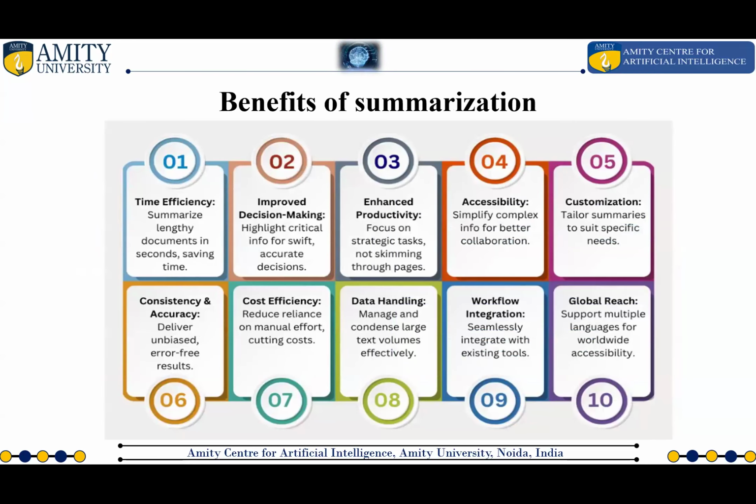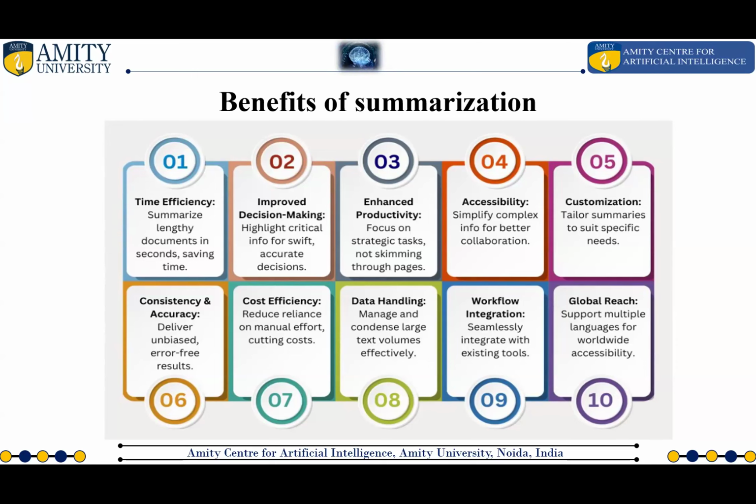So these are the benefits of summarization. It is time efficient. It summarizes lengthy documents in seconds, and it saves our time. It also improves our decision making because it highlights the critical information for accurate decisions, and it enhances our productivity. It focuses on specific tasks, and we do not skim through the pages. Sometimes we skip the important part, but AI cannot. So it helps us focus on specific tasks. That's how we can enhance our productivity at our workplace in academic writing.